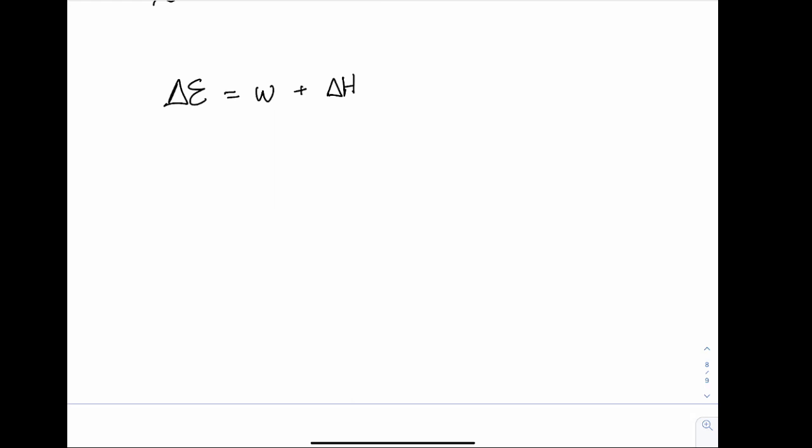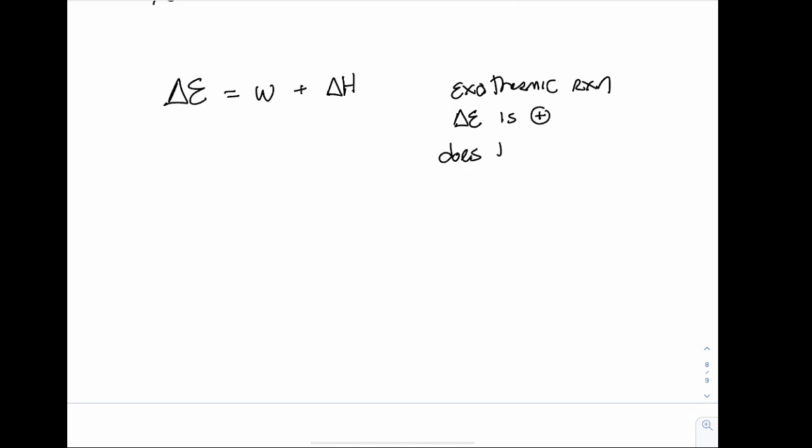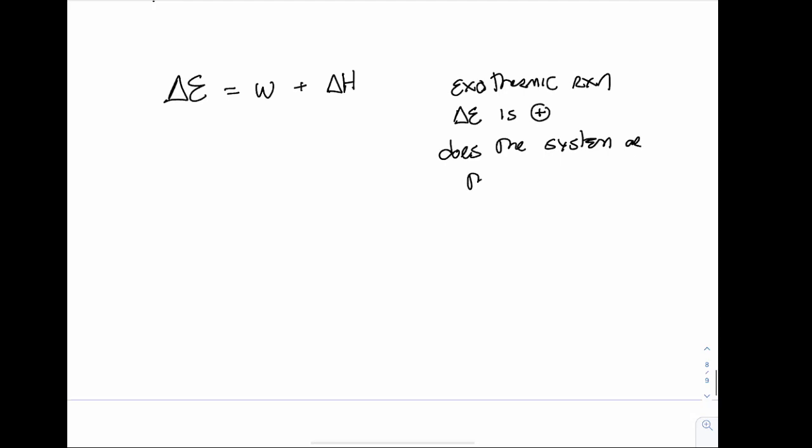So kind of, for example, let's say it's an exothermic reaction. And let's say that our total energy change is going to be positive. I could say that it's absorbing heat energy. And then our question is, does the system or the surroundings do work? That's really hard to read. Does the system or the surroundings do work?